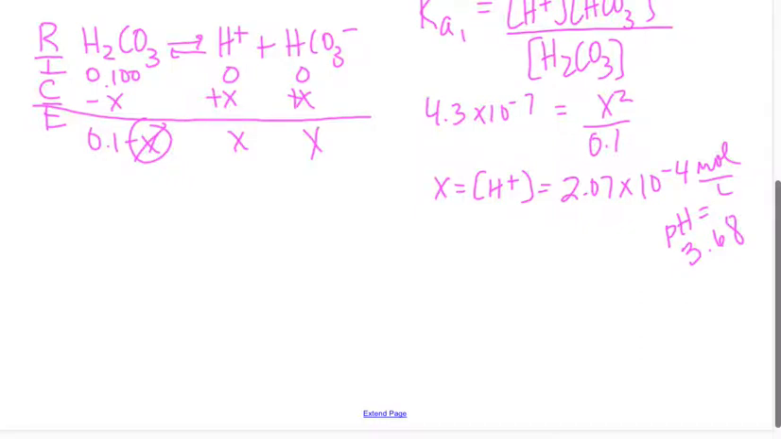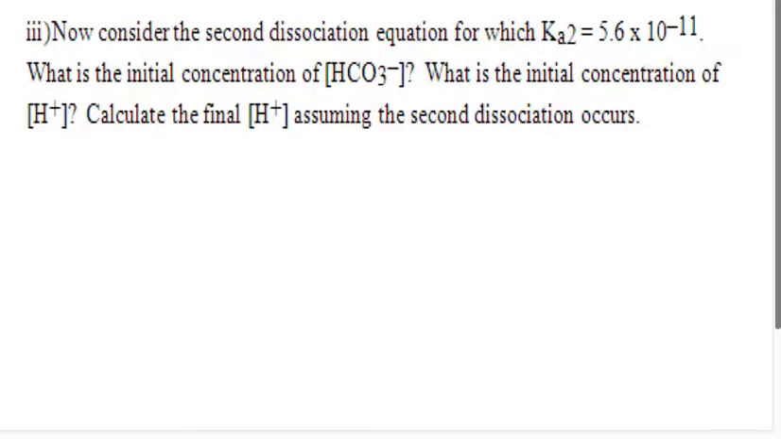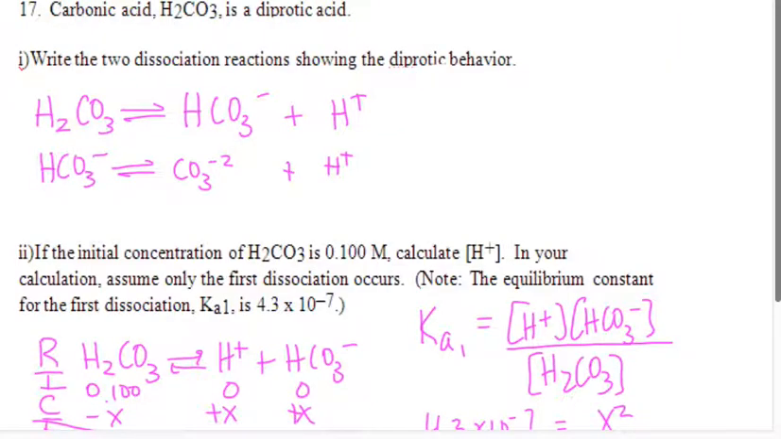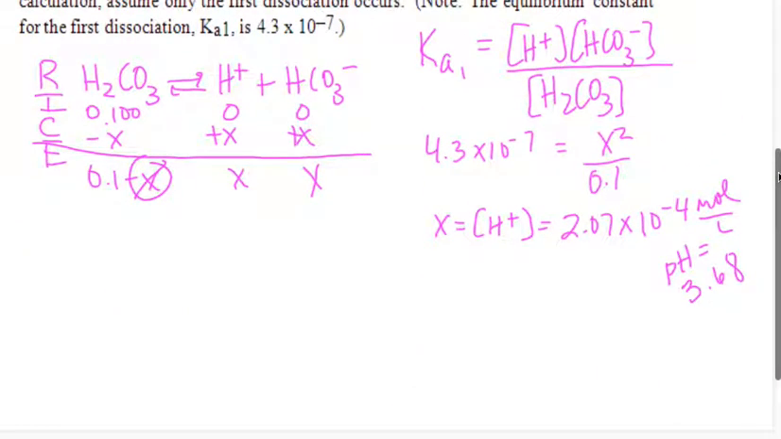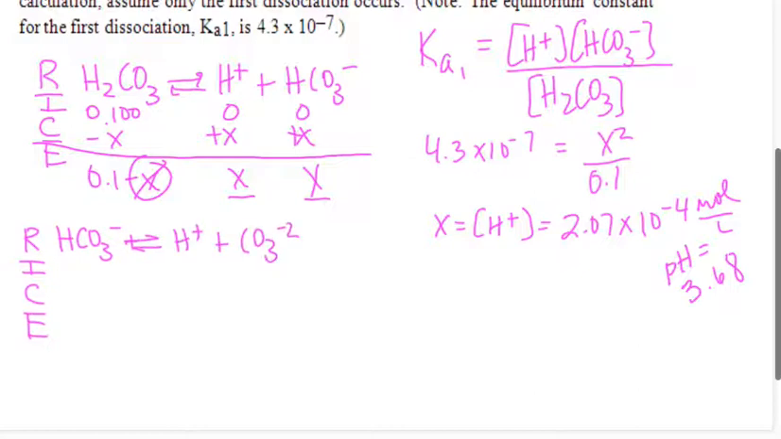The next question is saying, now consider the second dissociation equation. What is the initial concentration of the HCO3 and the H plus? When we do our second dissociation, it is super cool because don't we start out with what we ended up with, right? So whatever we got for X is going to be the initial concentrations for the next step. So our next step is HCO3 minus goes to H plus CO3 minus 2.